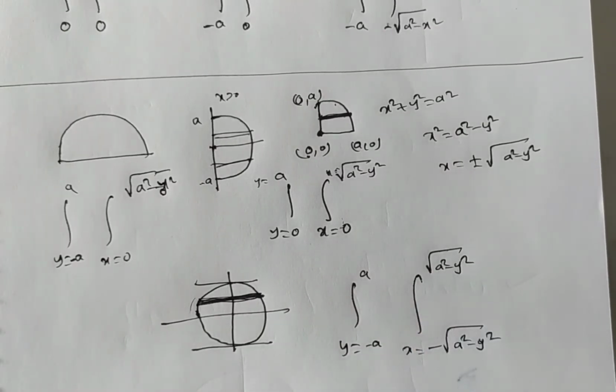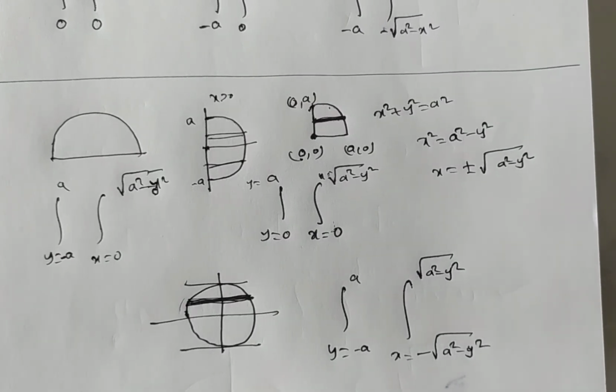I think you understood clearly how to evaluate the limits for the given circle in the first quadrant, the upper half of the circle, and the full circle if they are given. Based on this, I will solve another one also. Please watch this video completely, then you can understand the limits of the circle or of any region very easily.